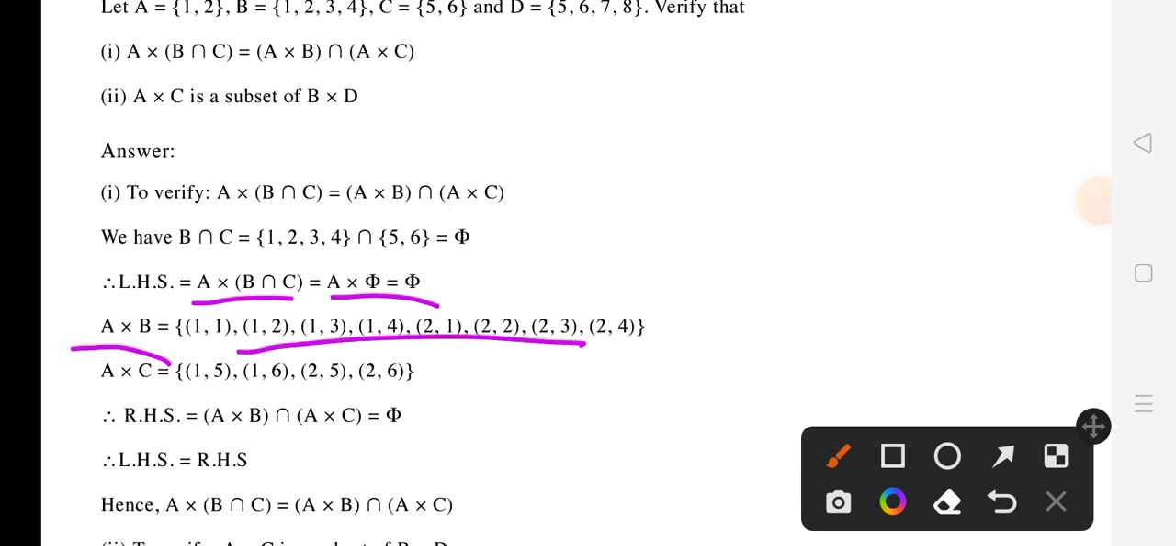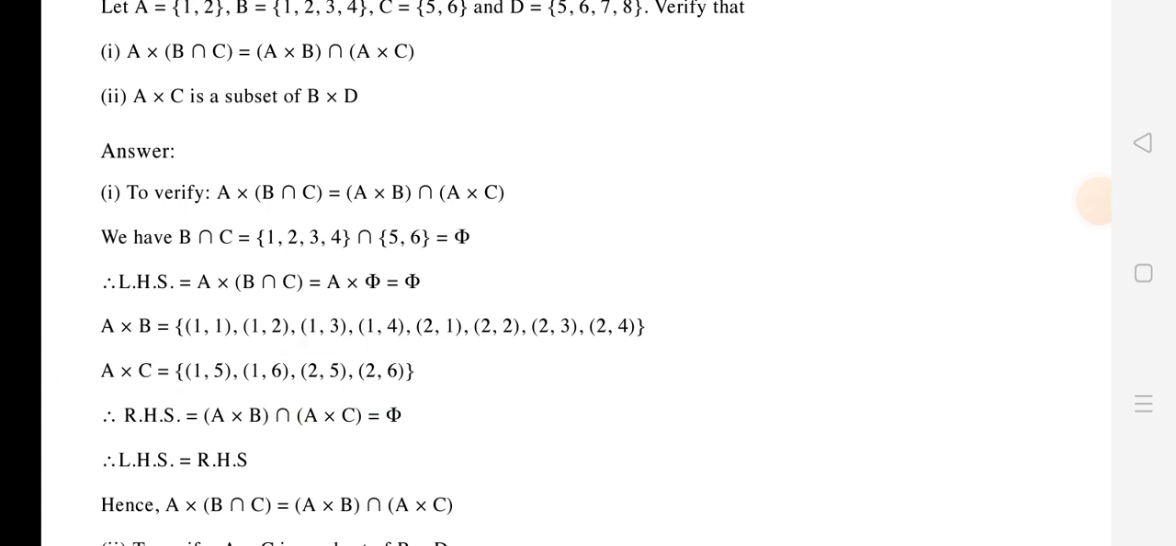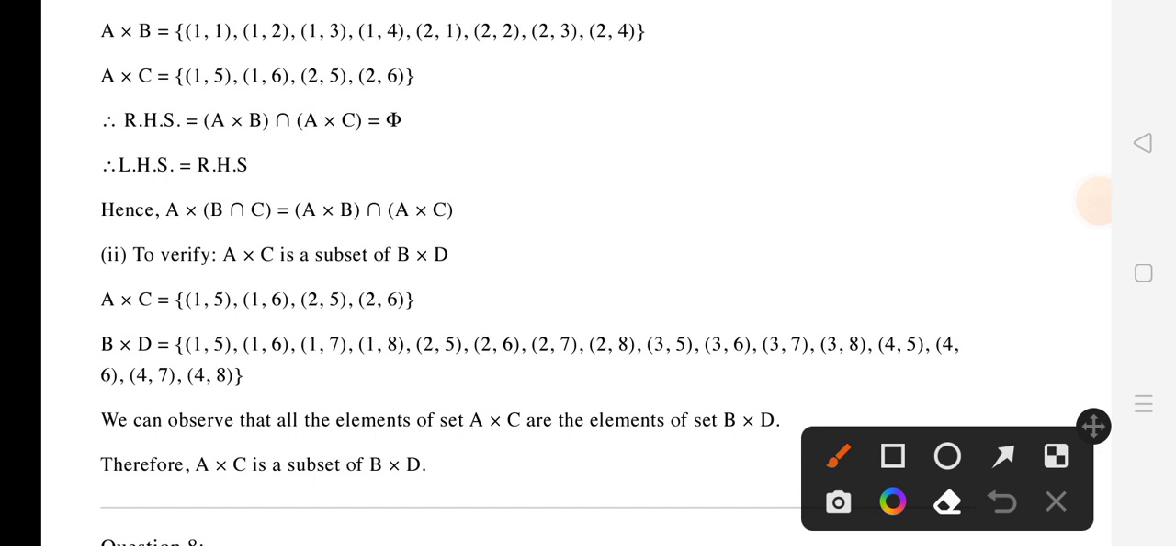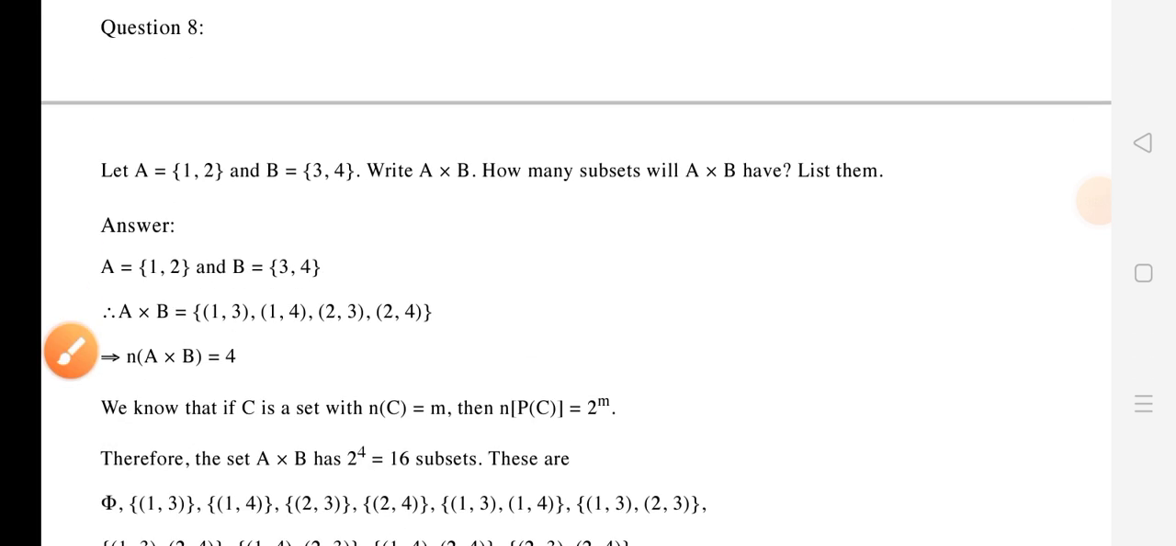We will find out these are the elements of A cross B. A cross C, we can find this. And the RHS is phi, so LHS equals RHS, and we can verify. The same way you can do it like that.